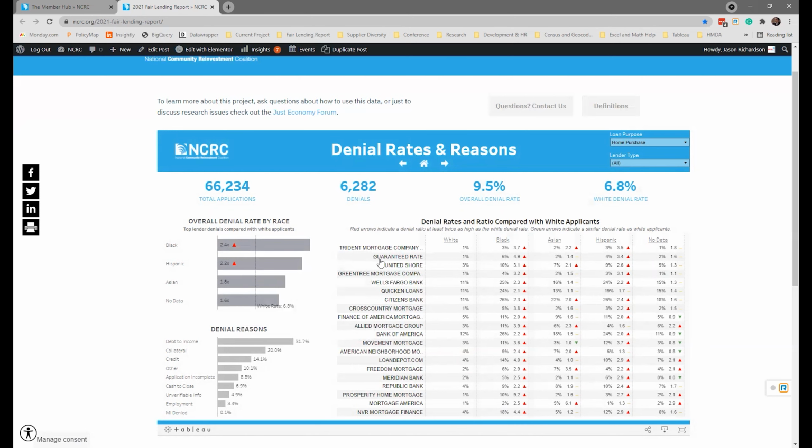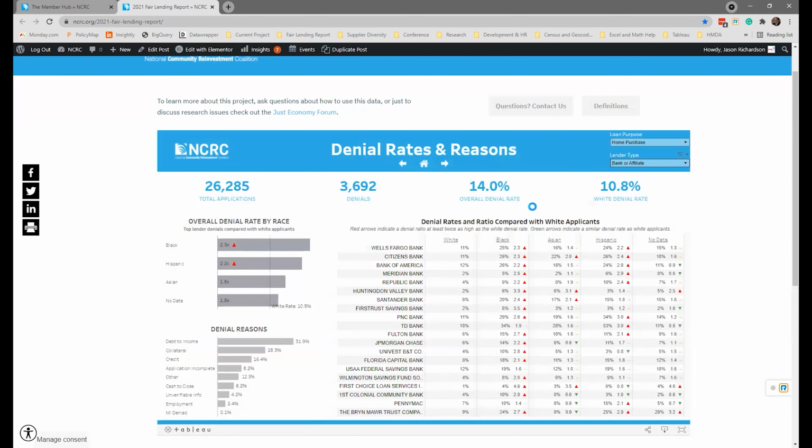So on the right, we look at the top lenders again. And you know what? Let's go ahead and limit this just to banks. Since we're talking about bank lending for CRA purposes in many cases, let's look at the top 20 banks here and see how their denial rates stack up. And you can see that across the board, most of the banks are denying Black applicants at least twice as often as they deny white applicants.